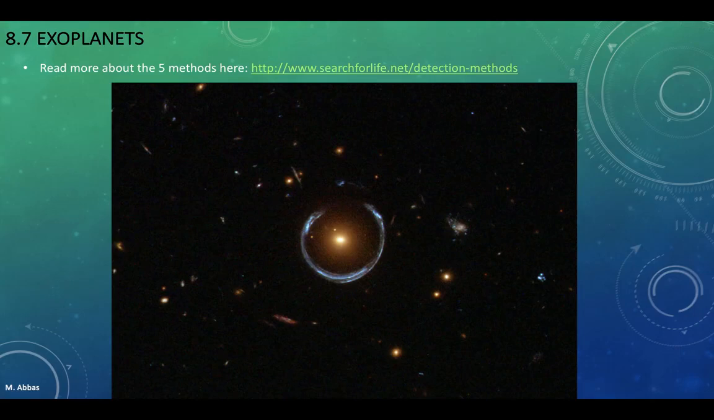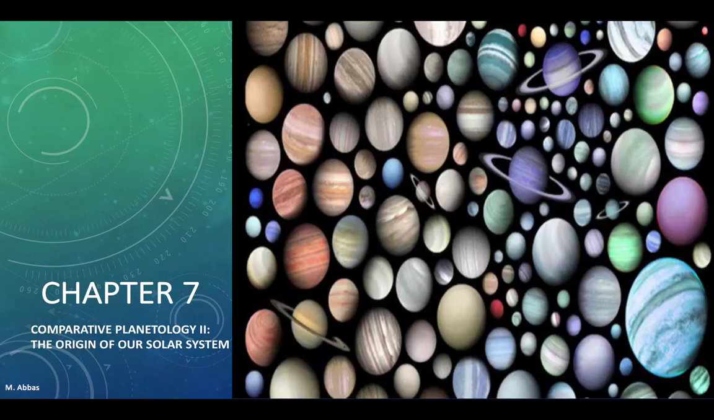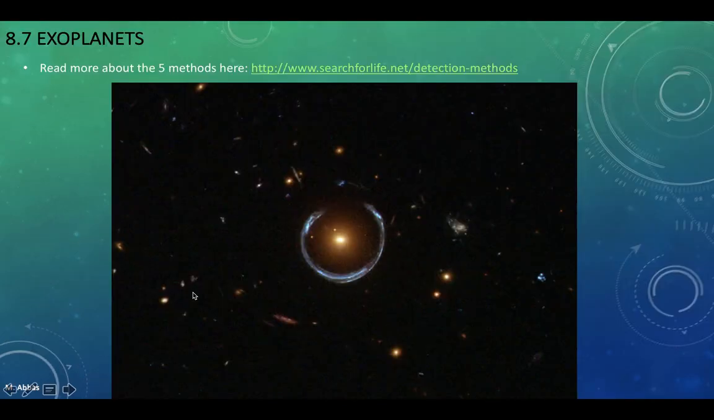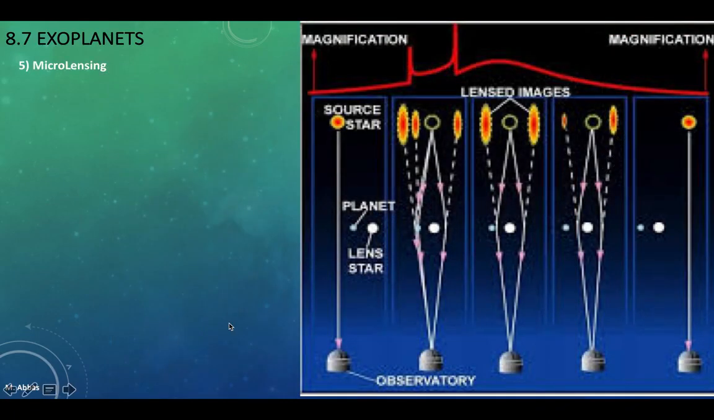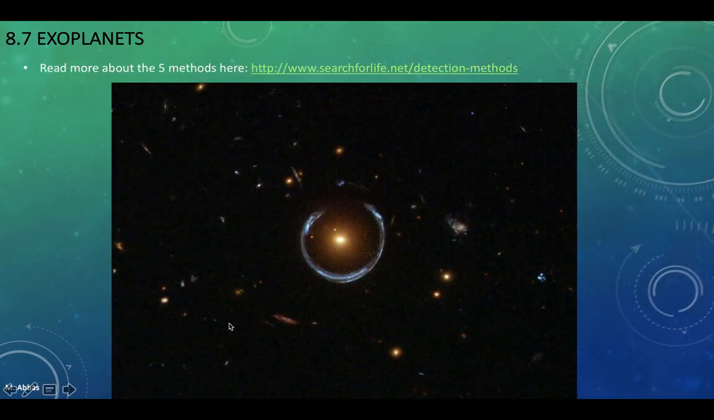I think the last method is more complicated than the other methods, but I hope you understood it a bit. These are the 5 methods we use to find exoplanets in our universe. This is chapter 8, not 7, sorry. Yeah, so these are the methods we use. The best methods are the wobbling of stars, the astrometric method, the radial velocity method, and the transit method. Those are the best methods. The worst methods so far are direct imaging and gravitational lensing.